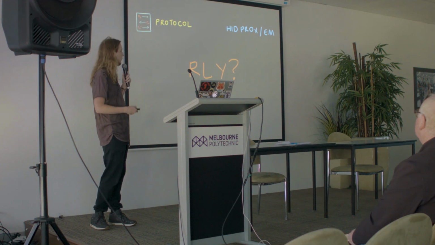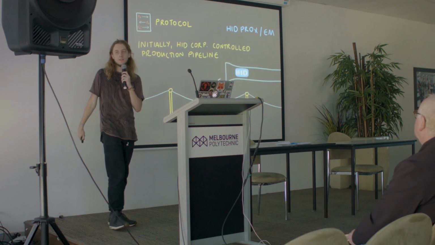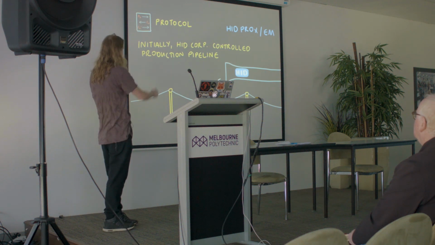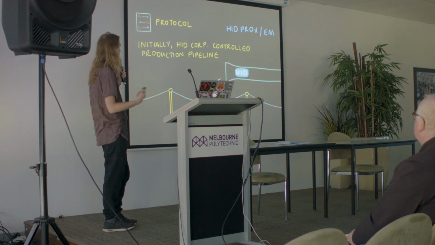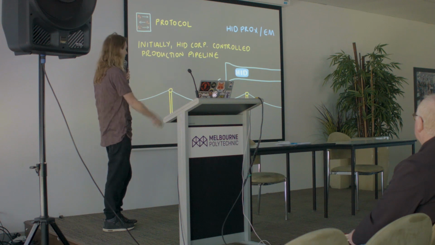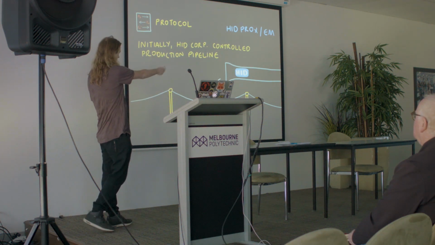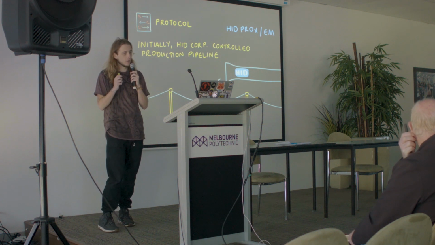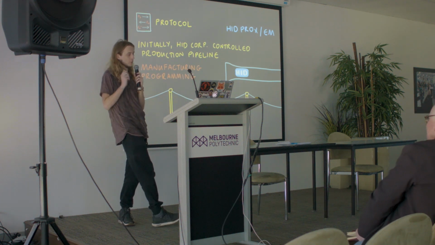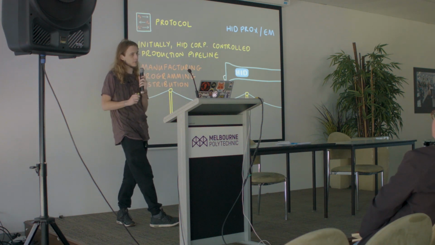So what was the plan here? What was the intention to actually make these things secure? And Dan told me he has no idea what this is. This is a pipeline. So initially, HID Corporation controlled the production pipeline. That's how it works, right? They just pop the cards out of the pipe and they fall when you get them.